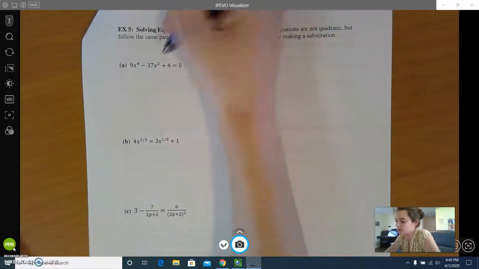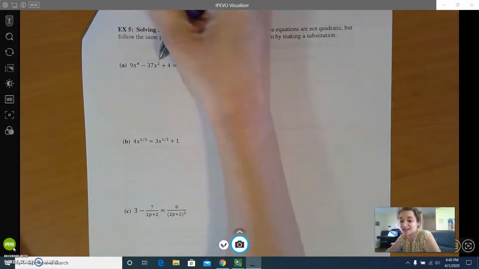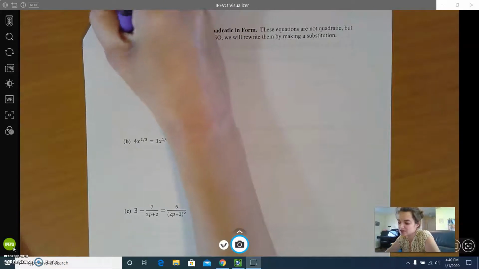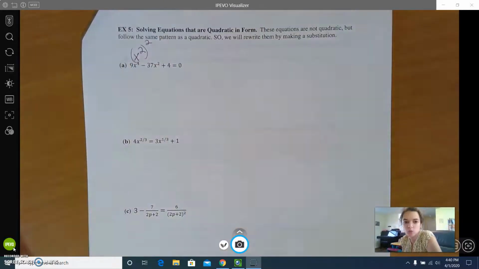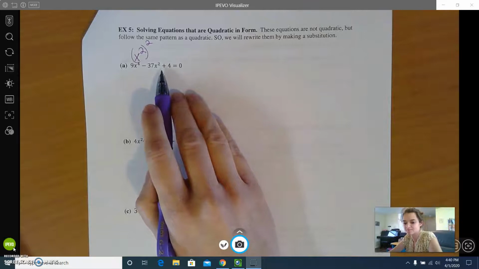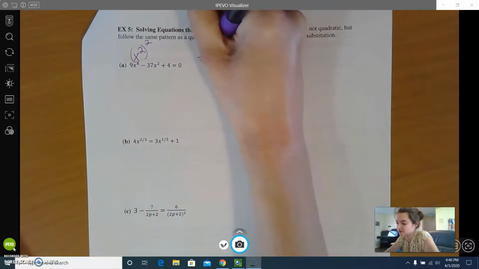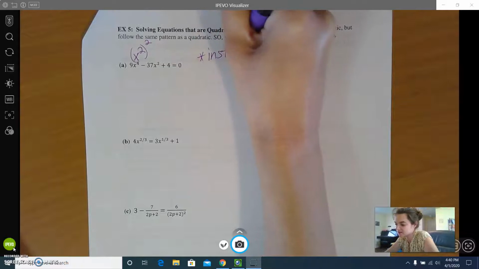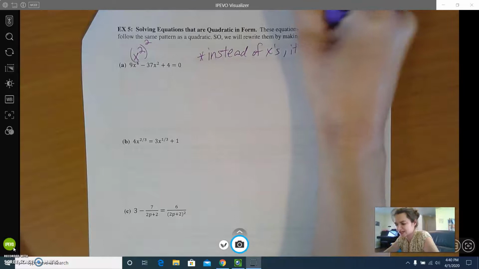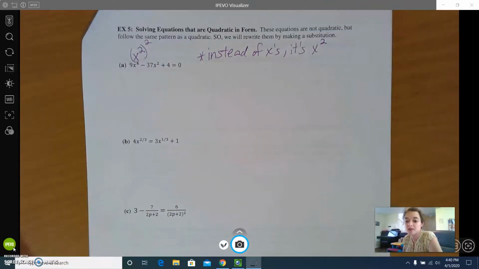In this one, what you notice is my middle term, instead of having an x, it has an x squared. In my first term, instead of having an x squared, I have an x to the 4th. But x to the 4th is x squared squared. So essentially what we have is, instead of having x's in this one, we have x squareds. So I'll make you a little note over here that instead of x's, it's x squared in this problem. But otherwise, it solves the same way.